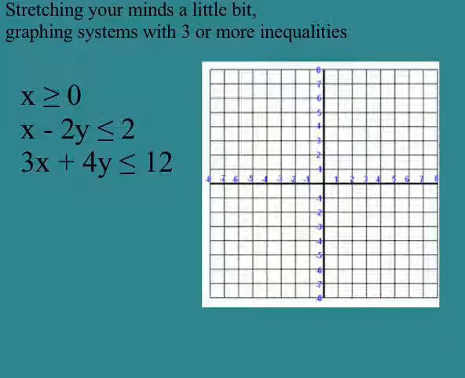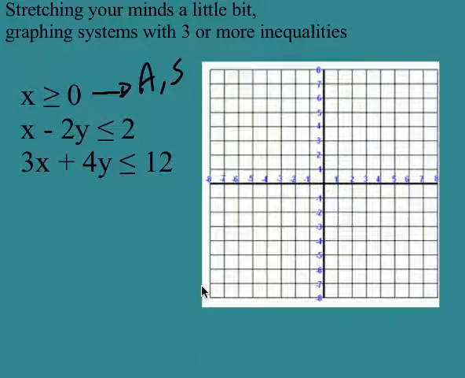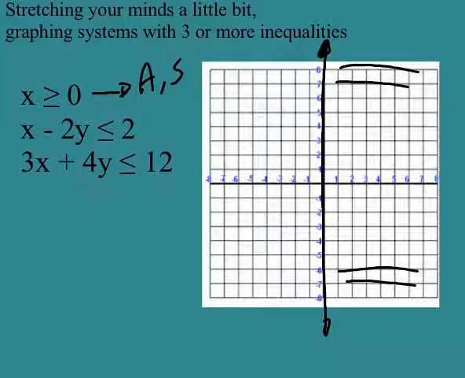Alright, this one's in black. This is above and solid. So, x is greater than or equal to 0. Here it is. I know where x equals 0 at. I know it's this way. I'm just going to stay out of the middle because I'm guessing it's going to go in the middle.